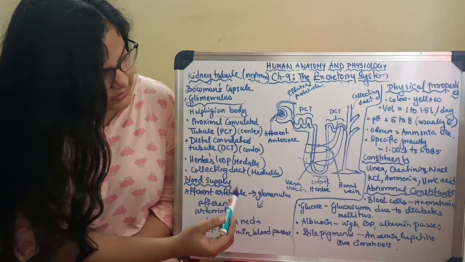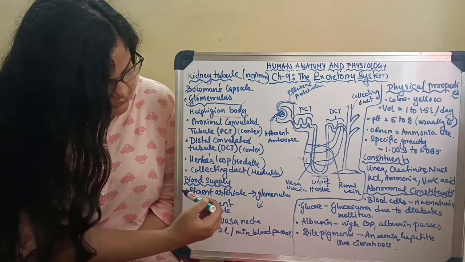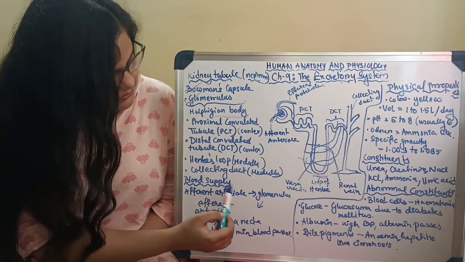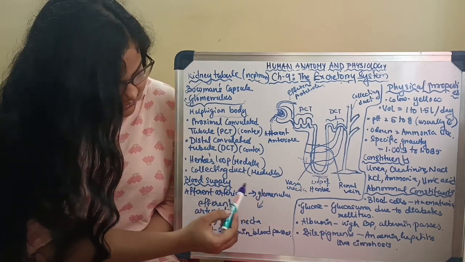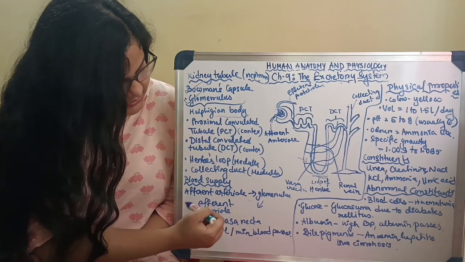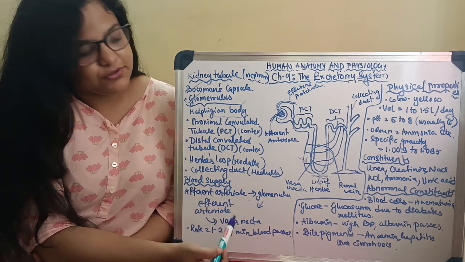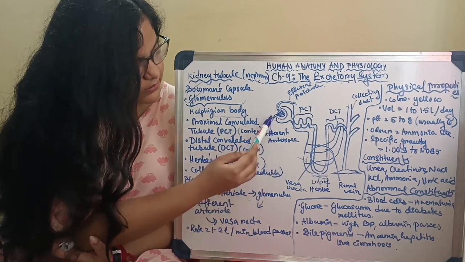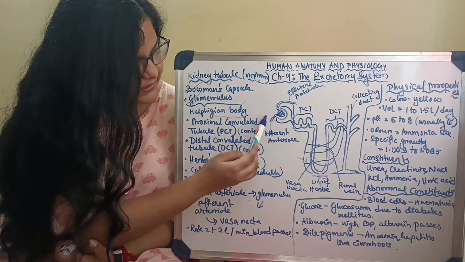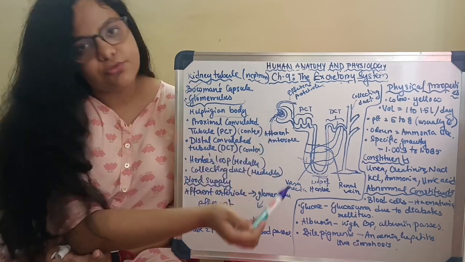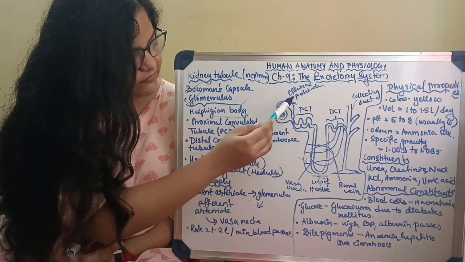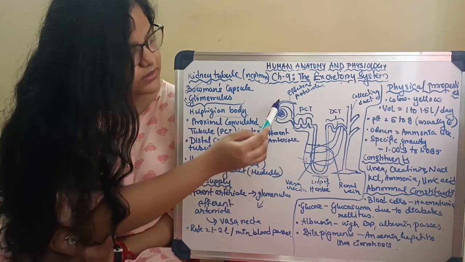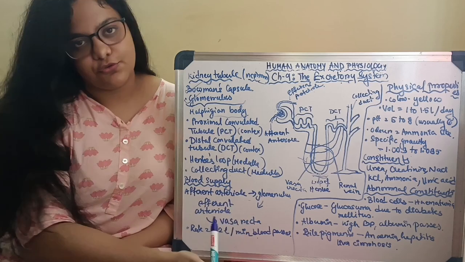Okay. Next we will discuss the blood supply to the nephron. Now there are two pairs of arteries. Those are the afferent arterioles and the efferent arterioles. Now what are afferent arterioles? Afferent arterioles are the much wider arterioles that enter the nephron through the glomerulus. And the efferent arteriole, which has a comparatively thinner lumen, exits the glomerulus.